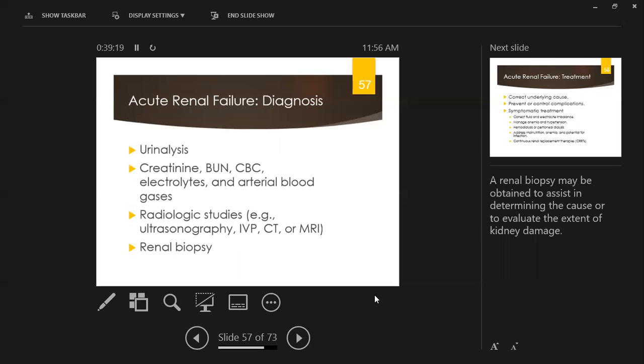Diagnosis: we'll do a urinalysis, creat, BUN, CBC, electrolytes, and ABGs. Radiologic studies, we could do an ultrasound, IVP, CT, or MRI. And then we also may do a renal biopsy to assist in determining the cause or the extent of kidney damage.